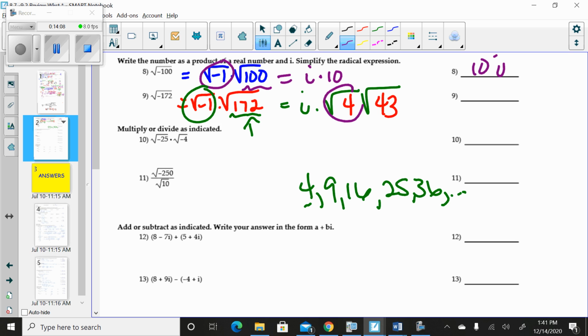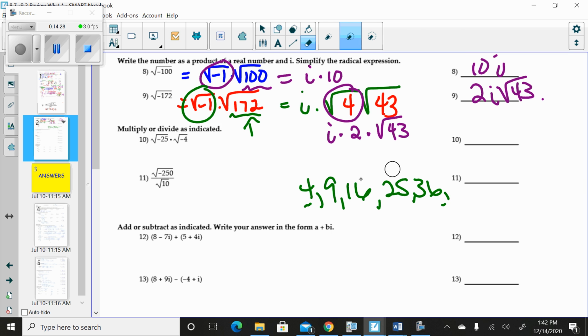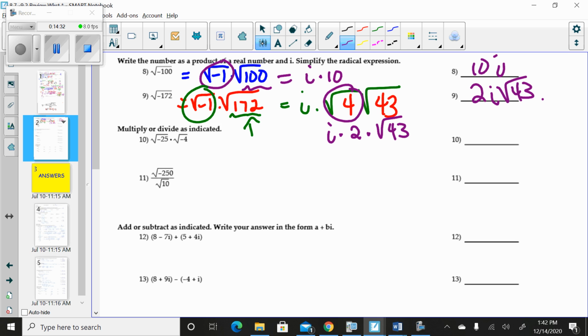So then I can do this perfect square, right? Square root of 4 is 2. So I have i times 2 times the square root of 43. Remember, these are products. Now to reorganize, to make it a little bit easier to say, I would probably do 2i times the square root of 43. That might be a little bit easier. It's hard to put the i at the end. People get confused, like, is that the radical? Is it not? That's a little bit easier way to see it. So your whole quest here, when you're dealing with negative radicals, is to try to get the i's out of there. So for number 10 and 11, same idea.